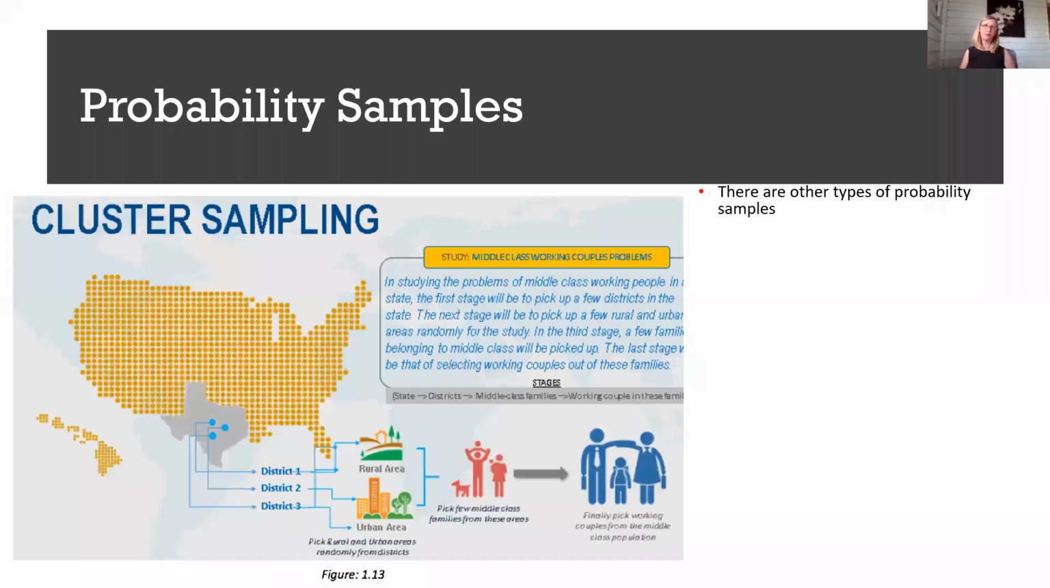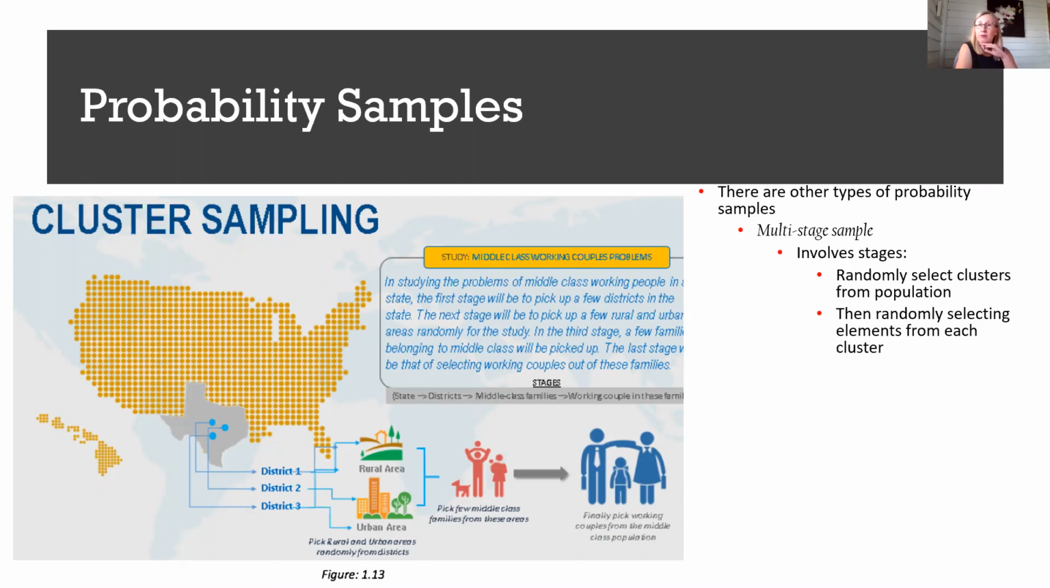Now, there are other types of probability sampling as well. And remember, probability means that each person in the population has a known chance of ending up in the sample. Now, we have something called a multi-stage sample, and that involves randomly selecting clusters within a population and then randomly selecting elements from each cluster. So here's an example.